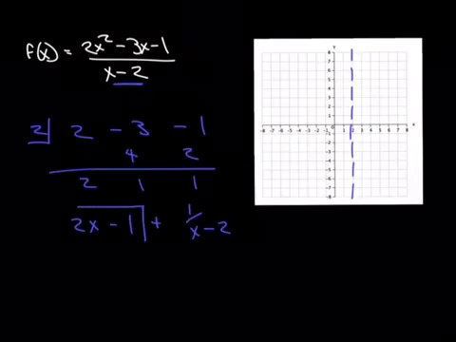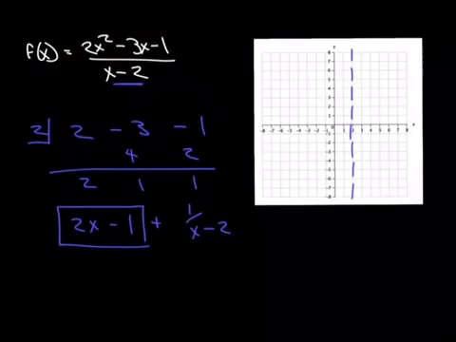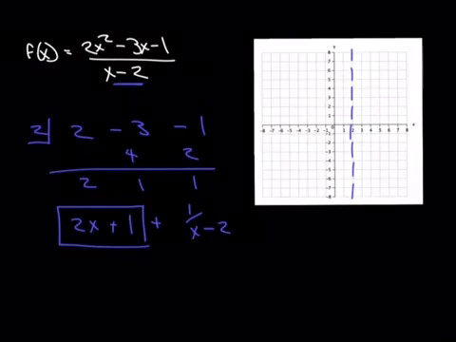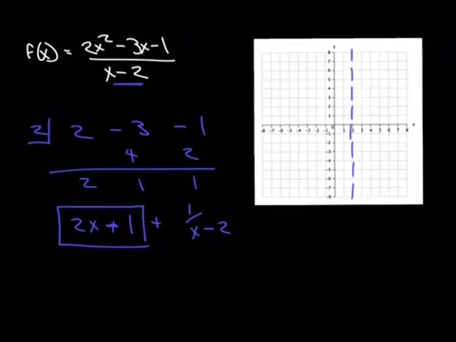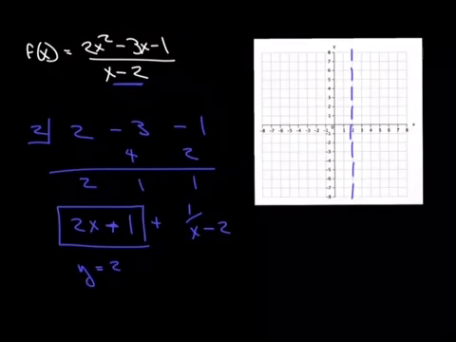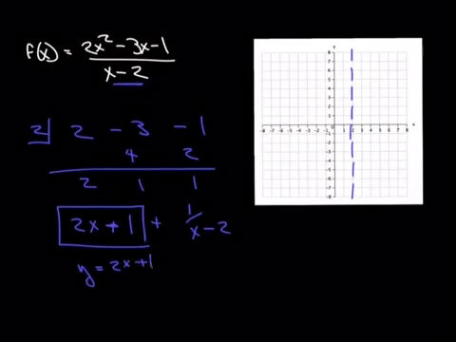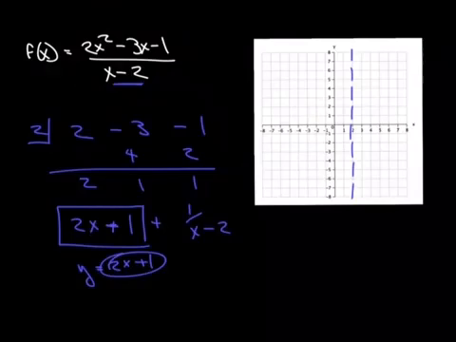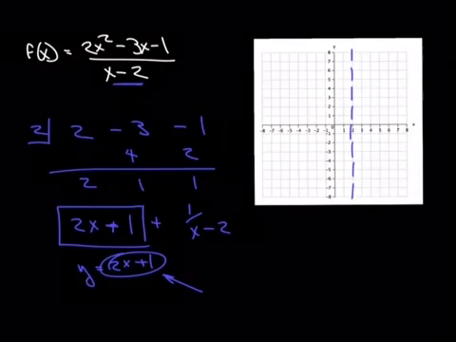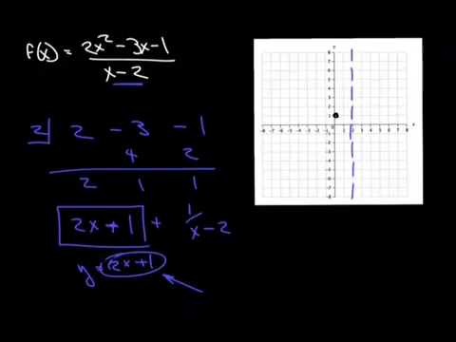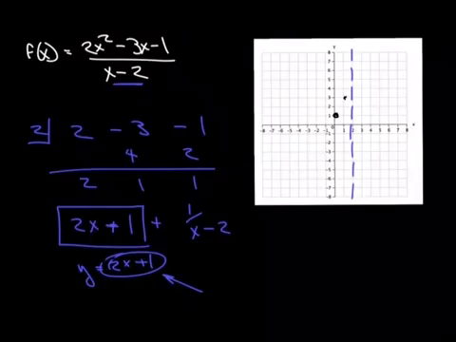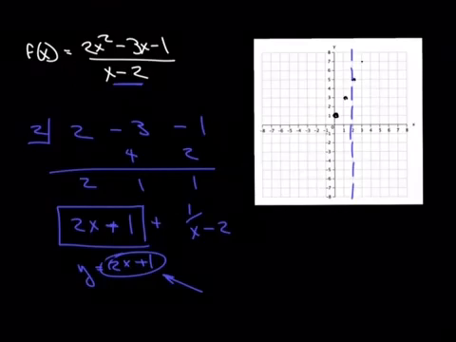Alright, this part right here, where I made a mistake, that should be a plus sign, shouldn't it? That is the slant, or the oblique. So y equals 2x plus 1. So we just graph this. 2x plus 1, y-intercept is 1. Our slope is 2 over 1, so up 2 over 1, up 2 over 1, up 2 over 1.